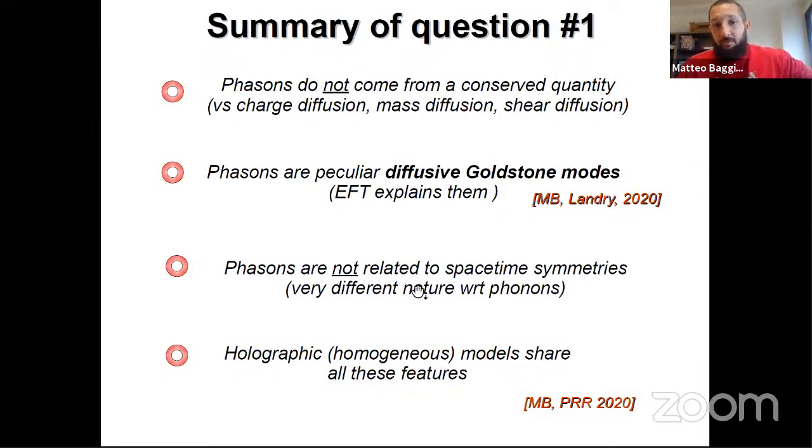Now, the other thing which is very corroborative is that phasons are not related to space-time symmetries. And the final thing is that all the holographic homogeneous models share these features. So it's not just the simple model that I showed you, there are many more, more complicated, more realistic, that share exactly the same features.